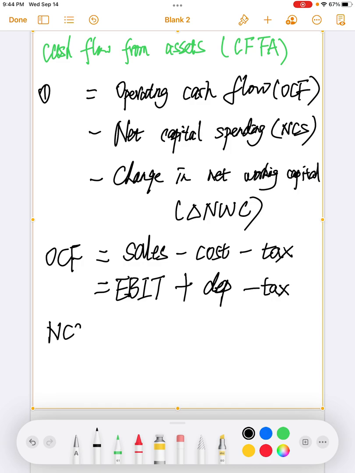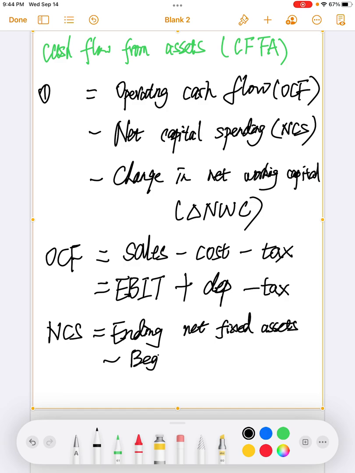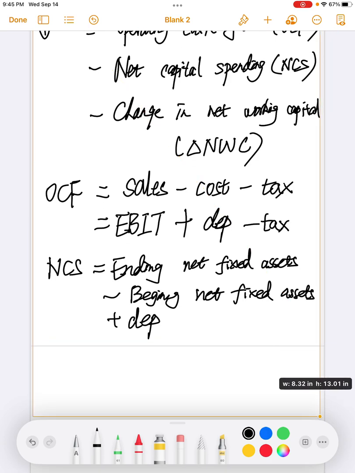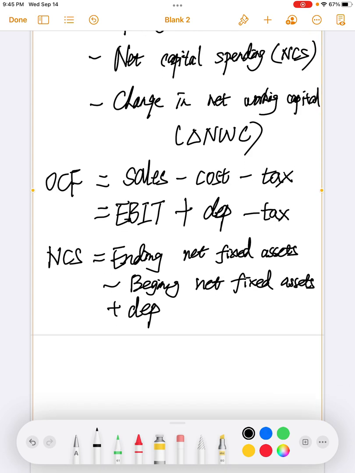The net capital spending just equals any changes in the company's fixed assets. That's the company's net fixed assets at the end of the period minus the fixed assets at the beginning of the period plus depreciation. Depreciation is not cash flow, but it is included in the company's financial statements, so we have to add it back.